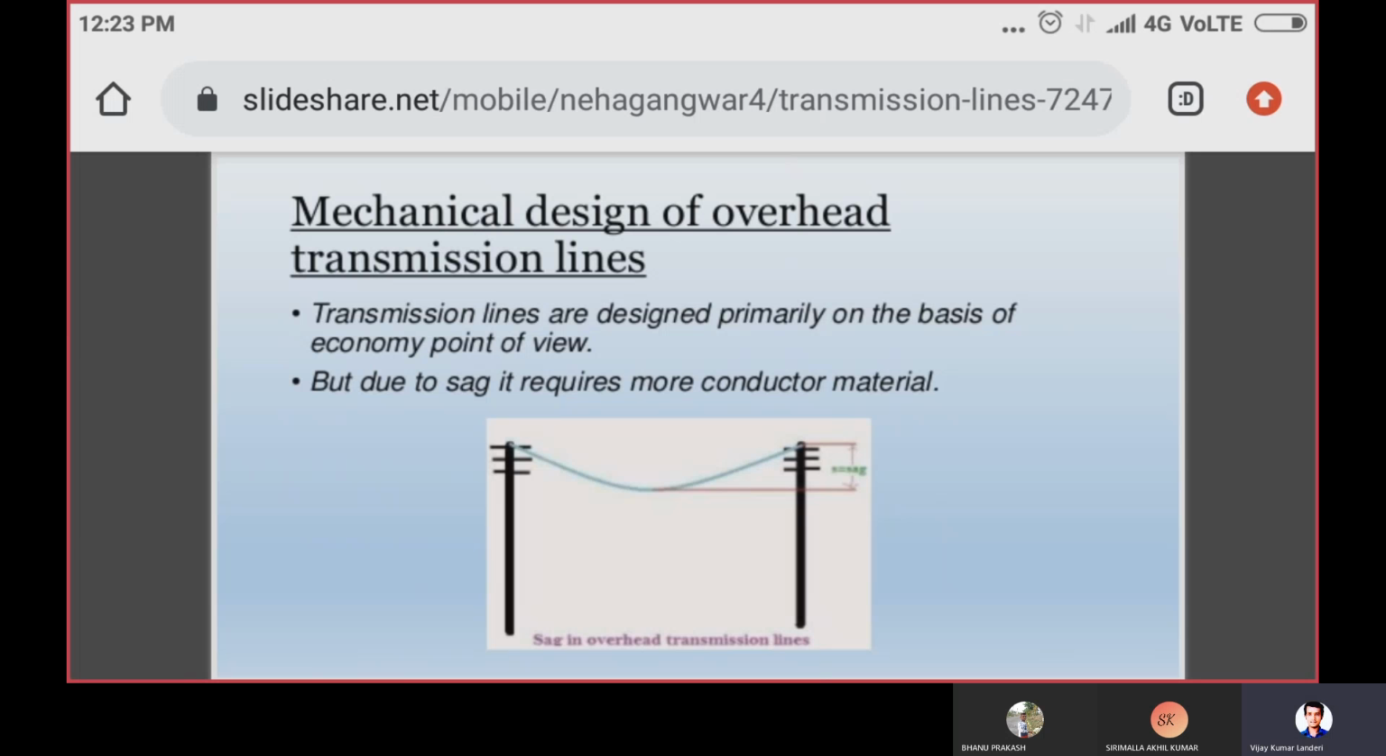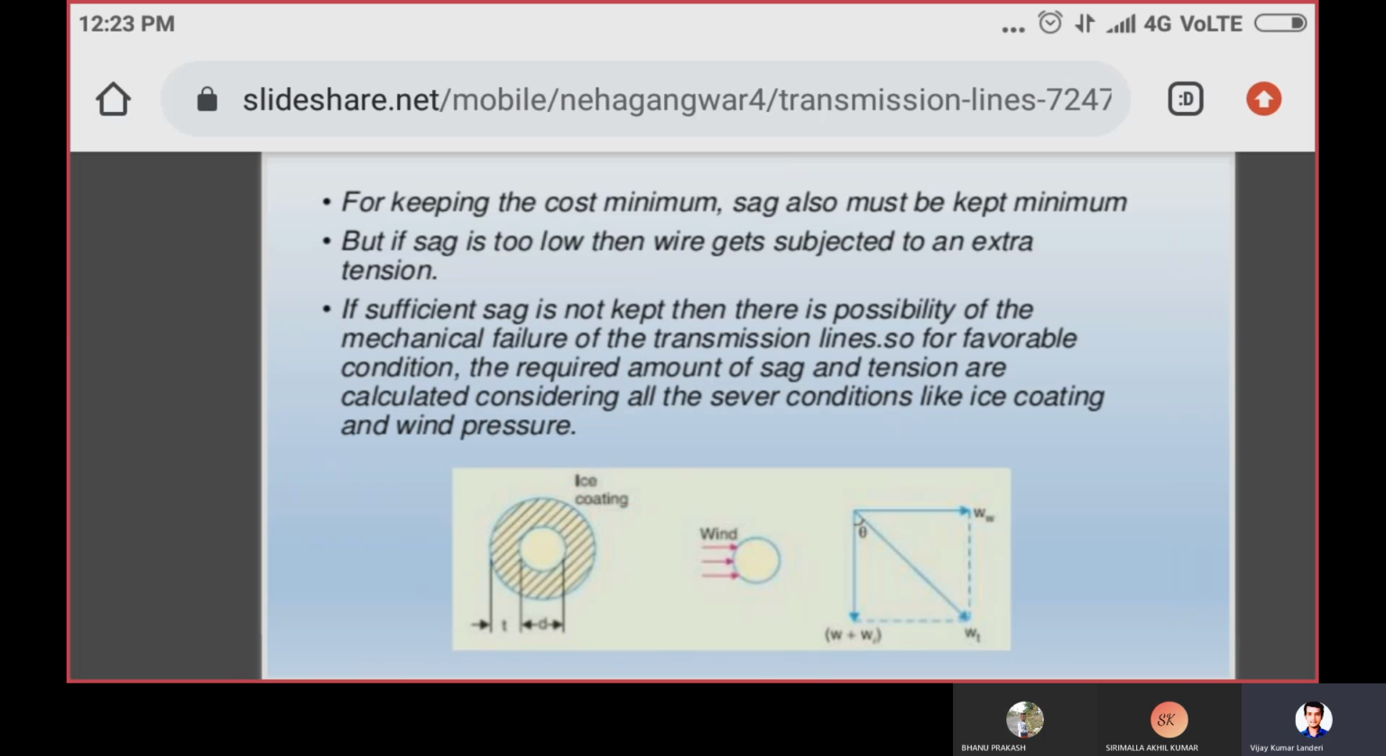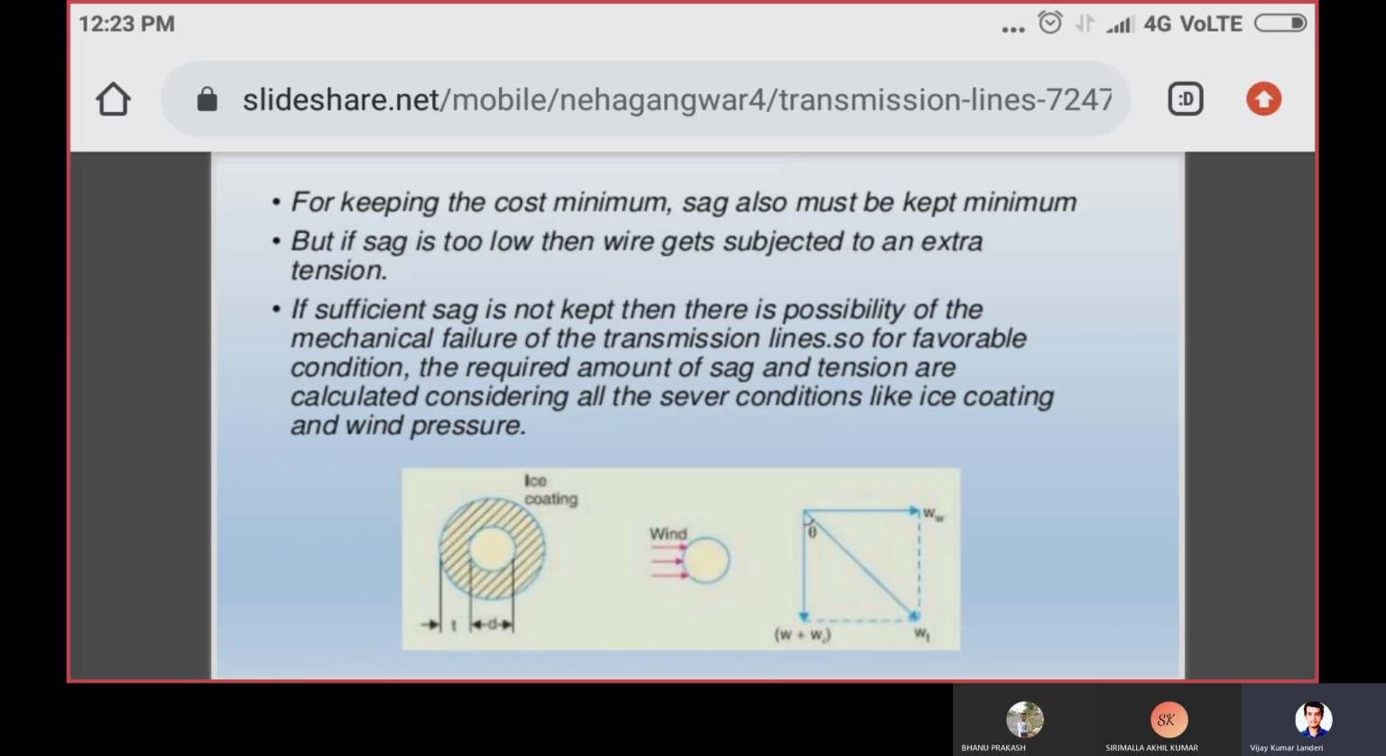Now, mechanical design of the overhead transmission lines. How are we going to design this particular overhead transmission line? Transmission lines are designed primarily on the basis of the economic point of view, right? But due to sag, it requires more conductor. So for keeping the cost minimum, sag also must be kept minimum, right?